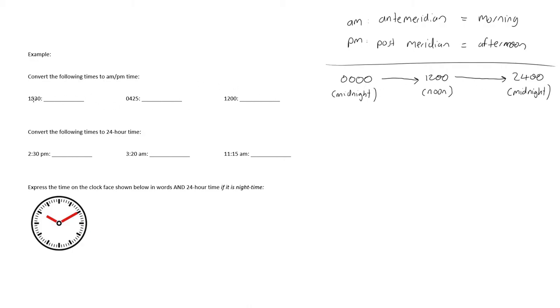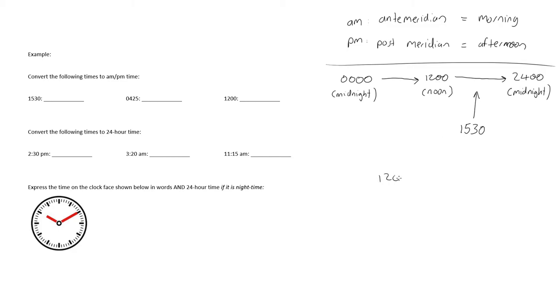Our first number here is 1530. So 1530 fits somewhere in here. 1530 is between 1200 and 2400. Now, 1200 is 12 o'clock in the midday, and every hour that we go up is going to go up by 100. So we've started at 12.